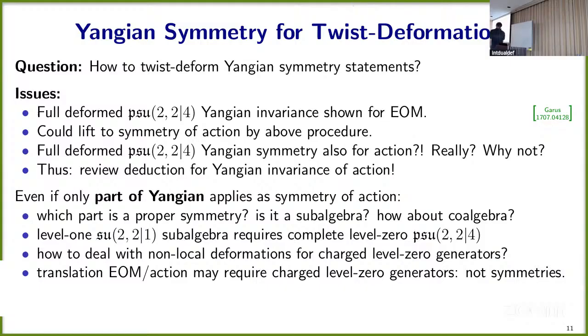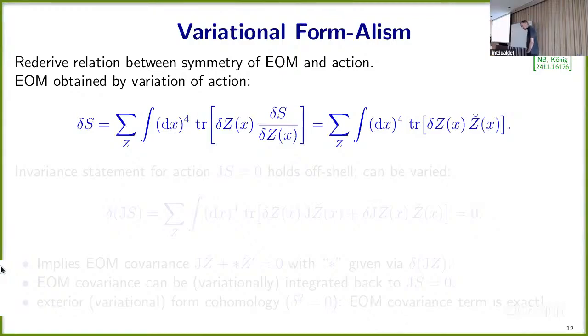And also in translating the symmetries for the equation of motion to the action, we required some level 0 generators, but some of them are now charged. And if they are charged, they are probably not symmetries. If they're not symmetries, we cannot just add things to our statements. So for that reason, we reviewed how the symmetry derivation could be done. We rederived it in terms of variational forms.